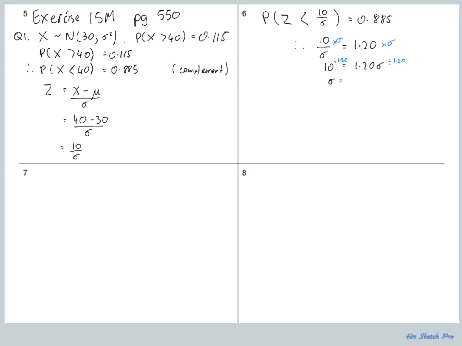So sigma is equal to, on my calculator, 10 divided by, and then I'm going to press control minus for the answer there. So 10 divided by the answer is equal to 8.33 to 3 significant places. And hopefully that's the answer in the back of the book. So that's basically it. That's how you do it. We're going to standardize, and then solve for the unknown.